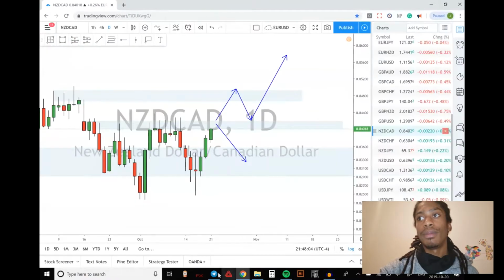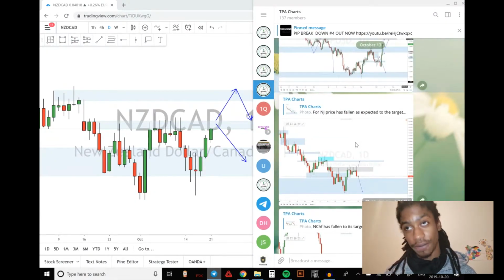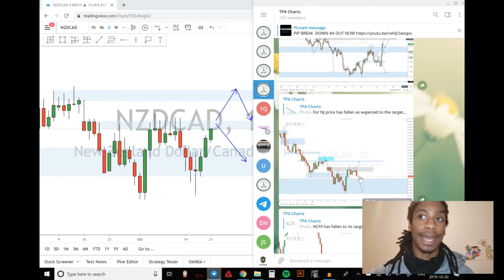And so from our previous posting, we can see that price did fall right back into our target area. And then from there, we rejected it back to the upside, back to the support, back to the resistance that price is currently at now. So let's just send that in.